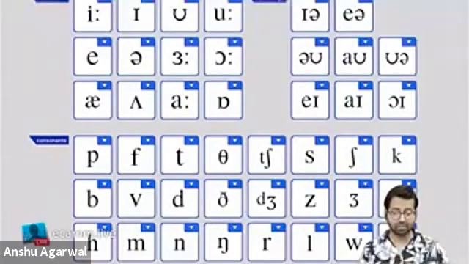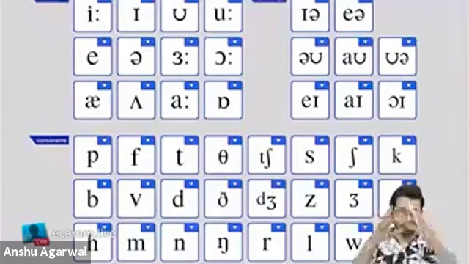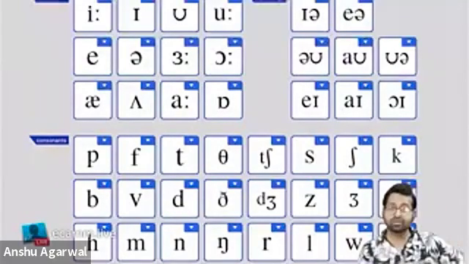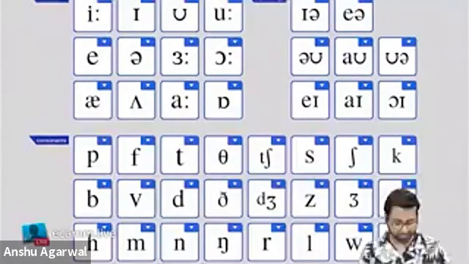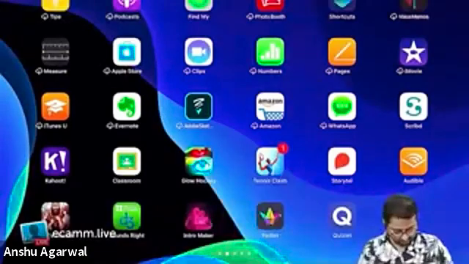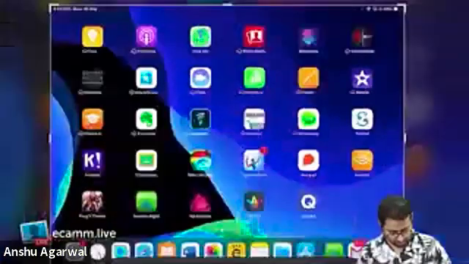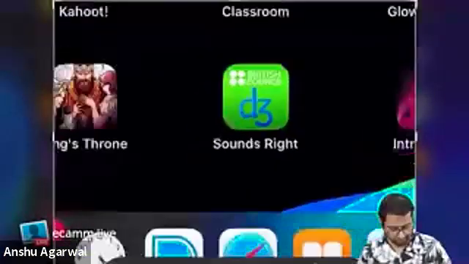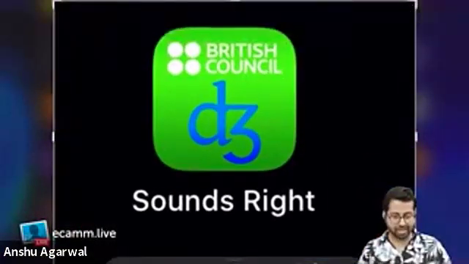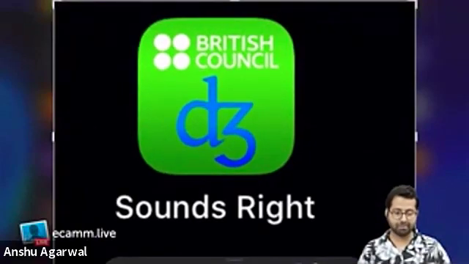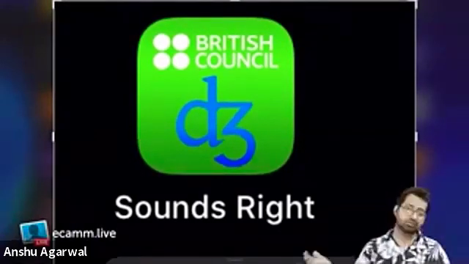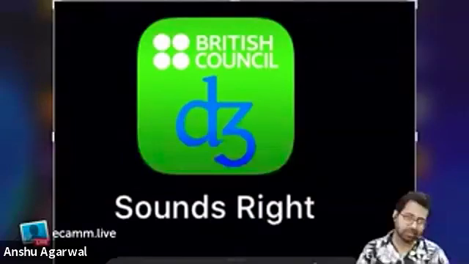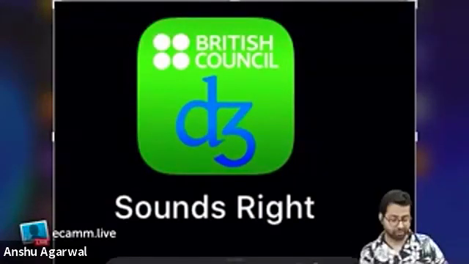Homework, Jyoti is asking. Homework is the vegetable word hunt. I'm going to post that on Edmodo. So this is how the icon looks. Let me take a screenshot and show you. Nishu, this is for you and everybody else who wants to install the Sounds Right app. This is the app that you need to install. It works for iPhones, from App Store, as well as from your Play Store for Android phones.